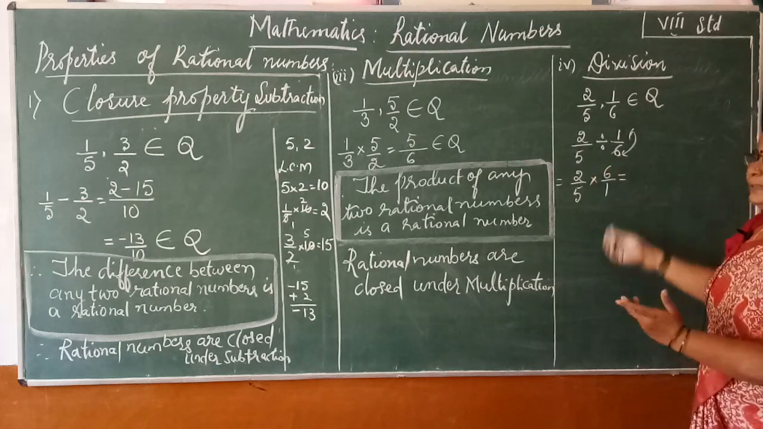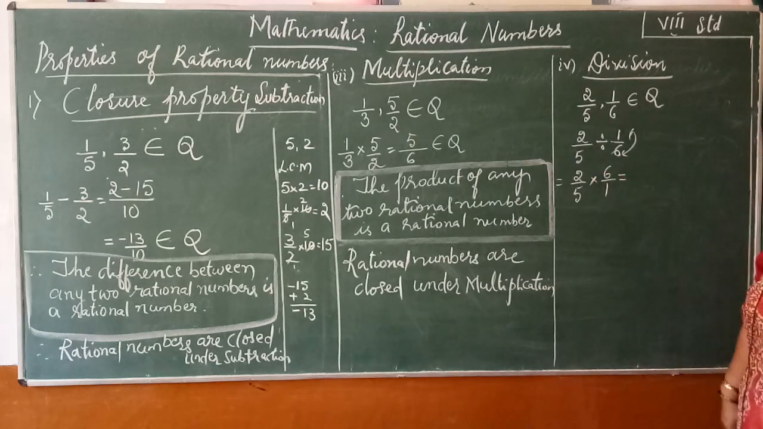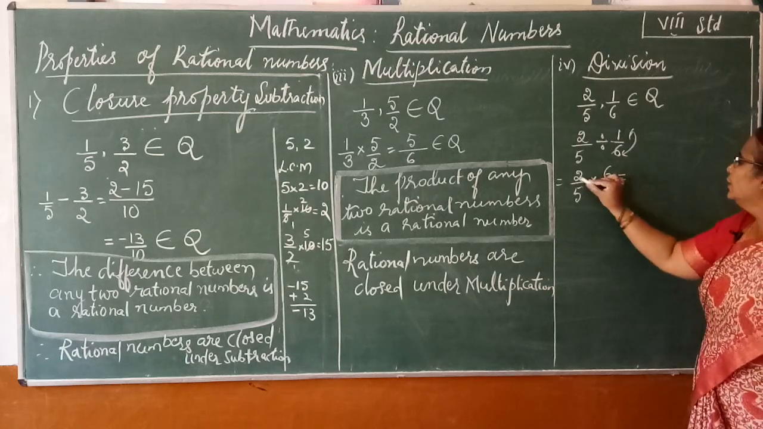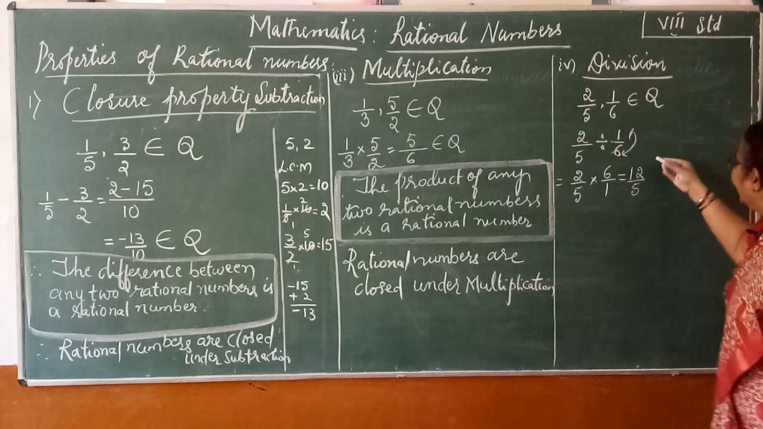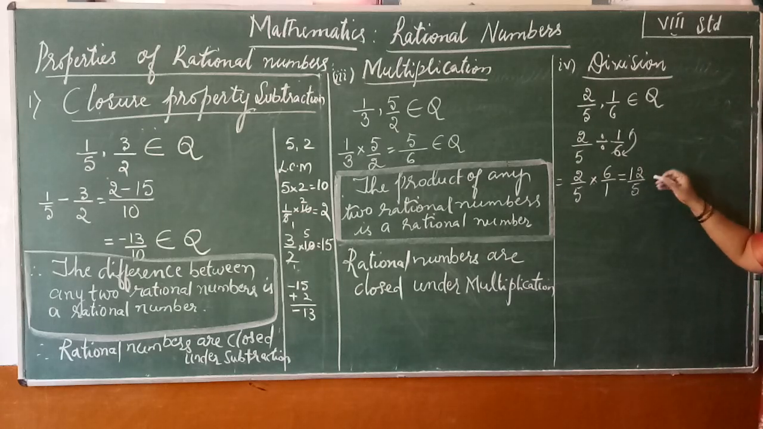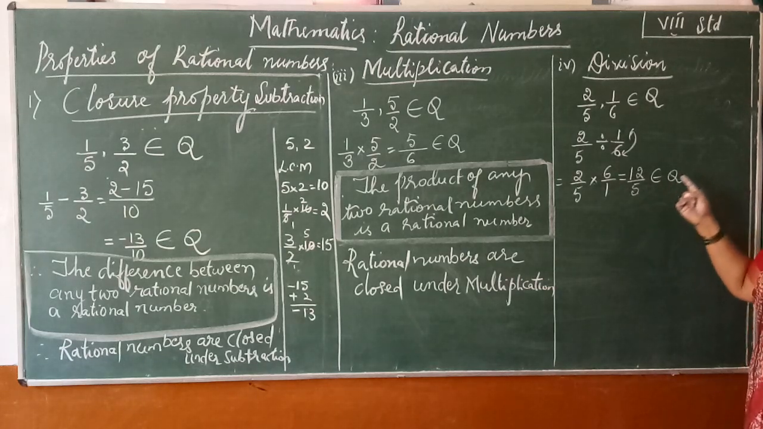So it is multiplication, as I said, numerator to numerator, denominator to denominator. 2 into 6 is 12, 5 into 1 is 5. Again it is in the form of p by q. So it's a rational number. So the result you get when you divide is called the quotient. The quotient of any two rational numbers, is it a rational number? But I have given you a condition, q should not be equal to 0.